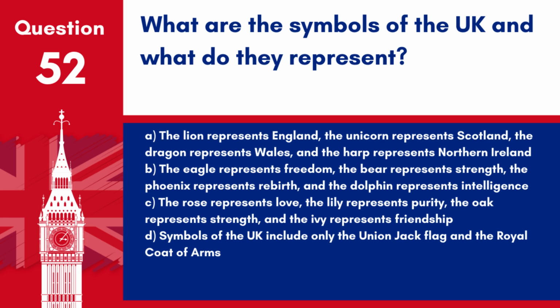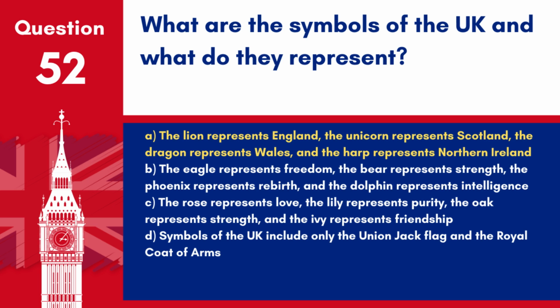A. The lion represents England, the unicorn represents Scotland, the dragon represents Wales, and the harp represents Northern Ireland. B. The eagle represents freedom, the bear represents strength, the phoenix represents rebirth, and the dolphin represents intelligence. C. The rose represents love, the lily represents purity, the oak represents strength, and the ivy represents friendship. D. Symbols of the UK include only the Union Jack flag and the Royal Coat of Arms.